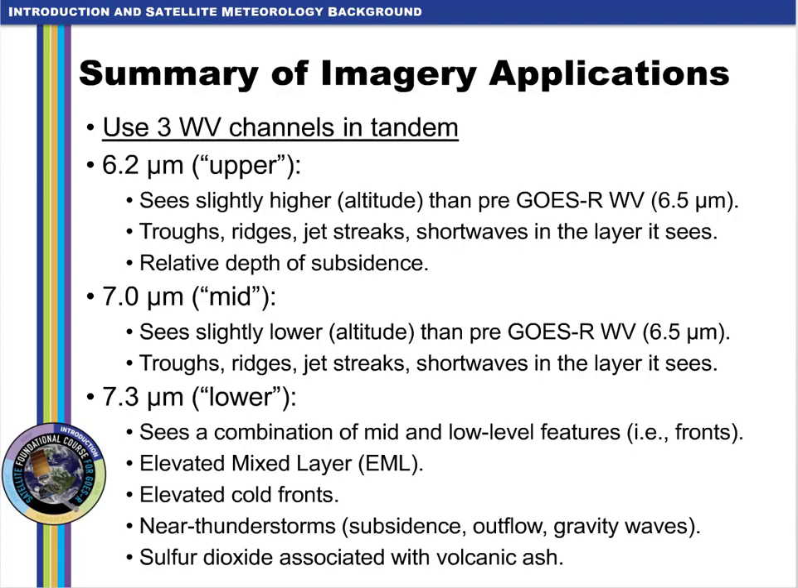The 7.3 micron channel offers a new perspective since it sees lower down into the atmosphere where you can see low-level features such as fronts, outflow boundaries, and low-level clouds in combination with mid and upper level features you're experienced with seeing in pre-GOES-R era water vapor imagery. Finally, always be aware of the layer that the sensor sees by making use of the weighting function profile information that was discussed.